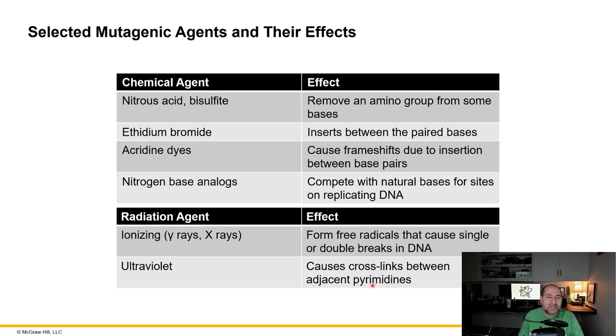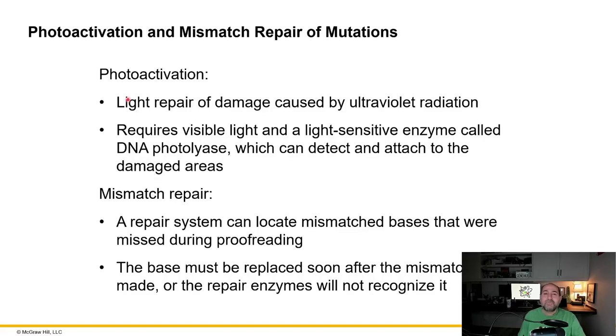For example, thymine-thymine dimers or cytosine-cytosine dimers. While ionizing radiation, for example, gamma rays or X-rays, can cause double-stranded breaks in DNA, leading to mutation as well. Now, what's neat is DNA damage can be repaired by a process known as photoactivation.